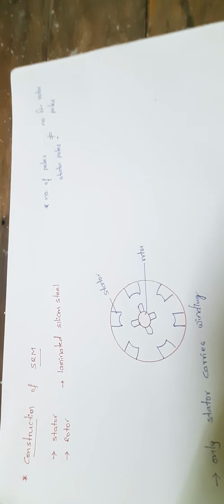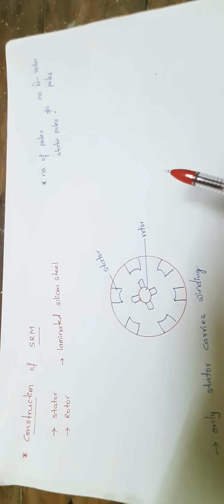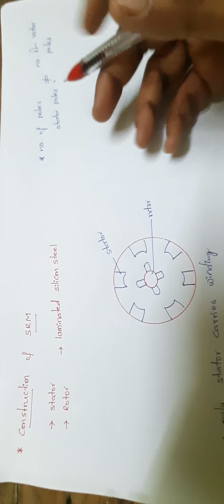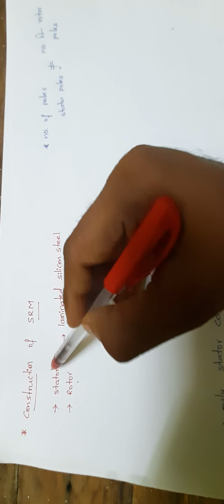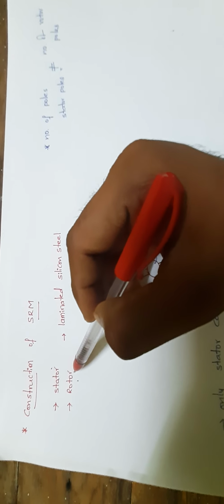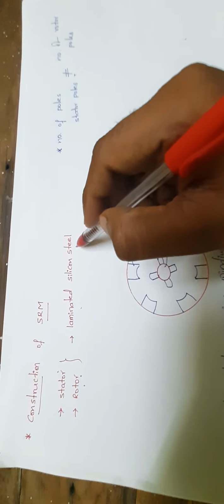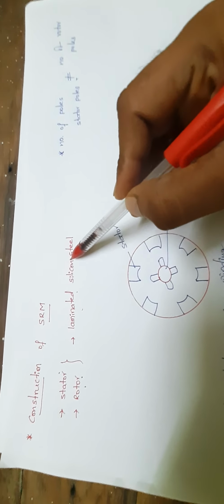The next part is the constructional part of a switched reluctance motor. It is similar to all electrical machines, consisting of a stator part and a rotor part. The stator part is stationary and the rotor part is rotating. These two are made of laminated silicon steel material.